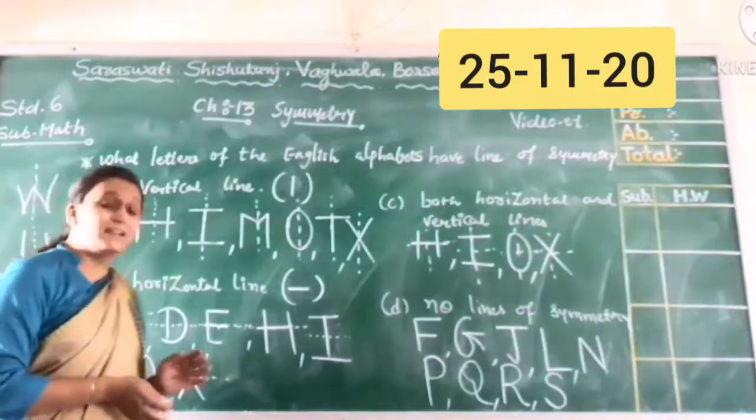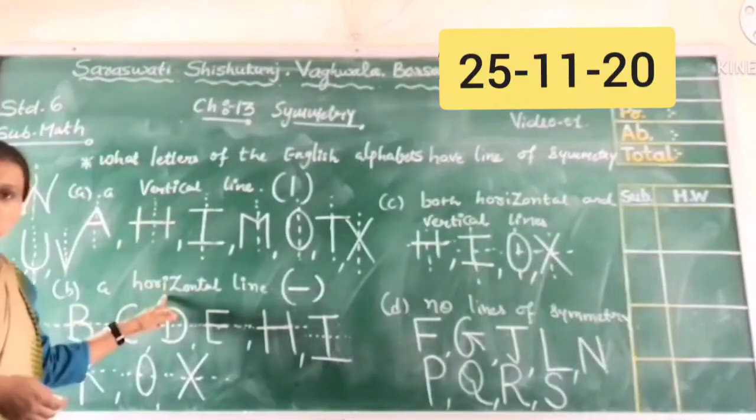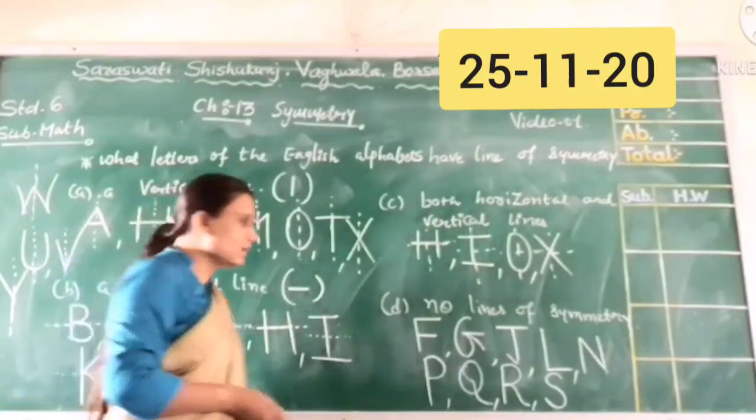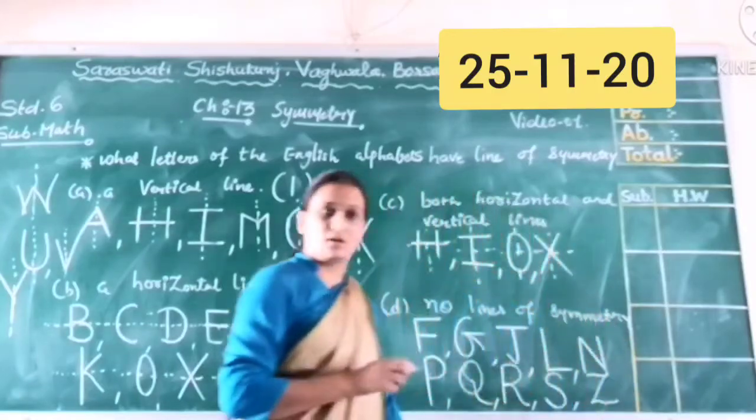And at last, letter Z. Letter Z, we cannot draw a vertical or horizontal line. So letter Z has zero lines of symmetry. So letter Z will come in no lines of symmetry.